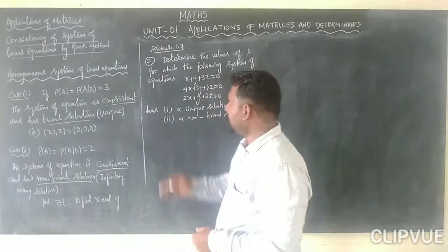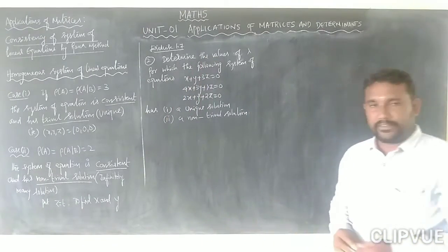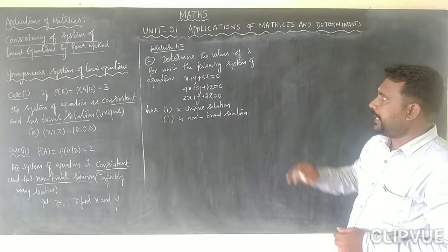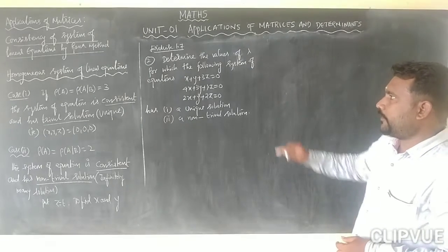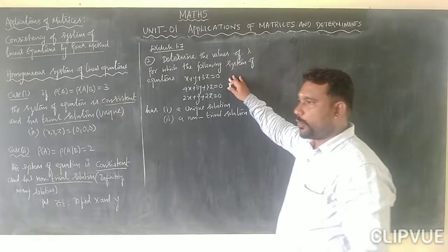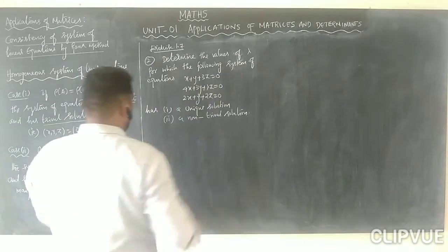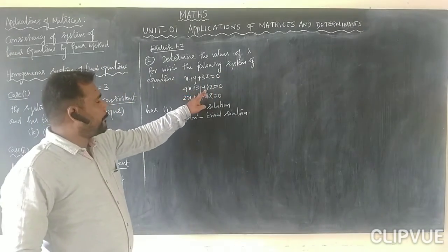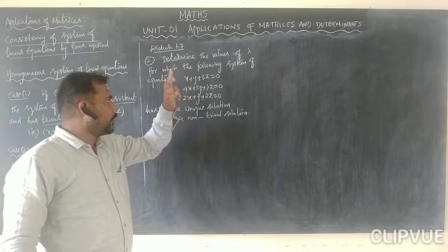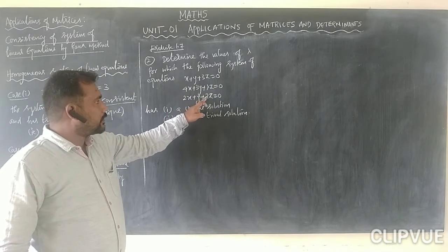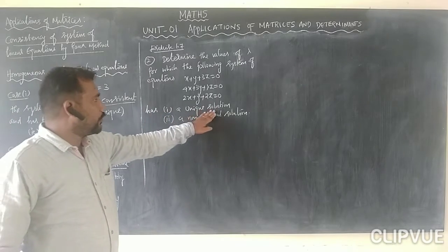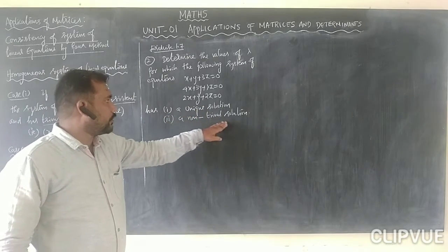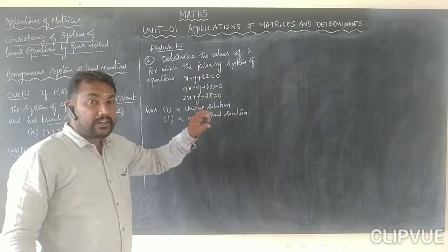Okay. Next, Exercise 1.7, question number 2. Determine the values of lambda for which the following system of equations x + y + 3z = 0, 4x + 3y + λz = 0, 2x + y + 2z = 0 has, part 1, a unique solution, and part 2, a non-trivial solution. Unique solution means trivial solution.